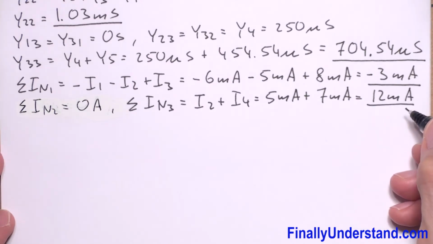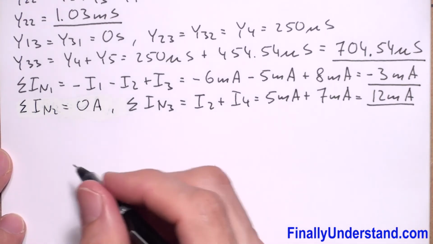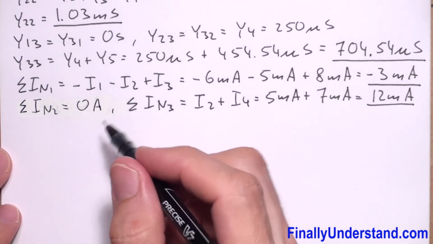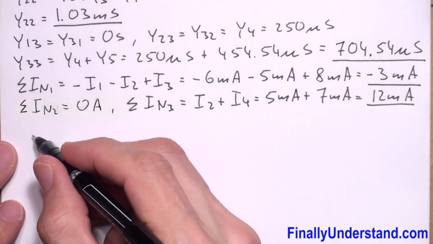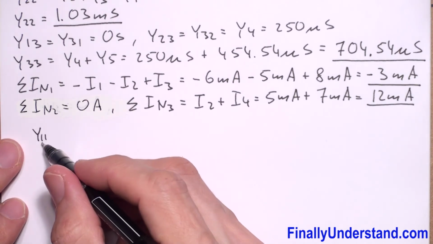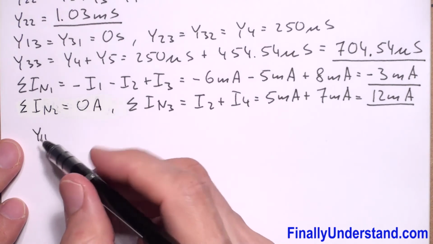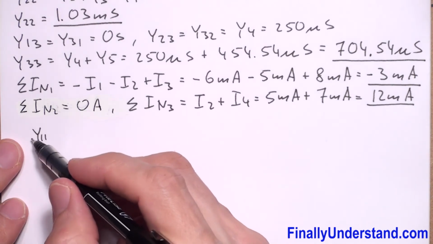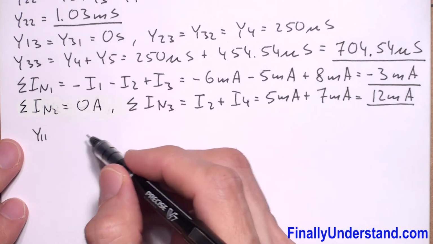This is equal to 12 milliamps. Okay, so now we are ready to write the general formula for the 3-node circuit. Keep in mind, anytime you see Y11, Y22, Y33, these coefficients are going to be positive. Other combinations are going to be negative.